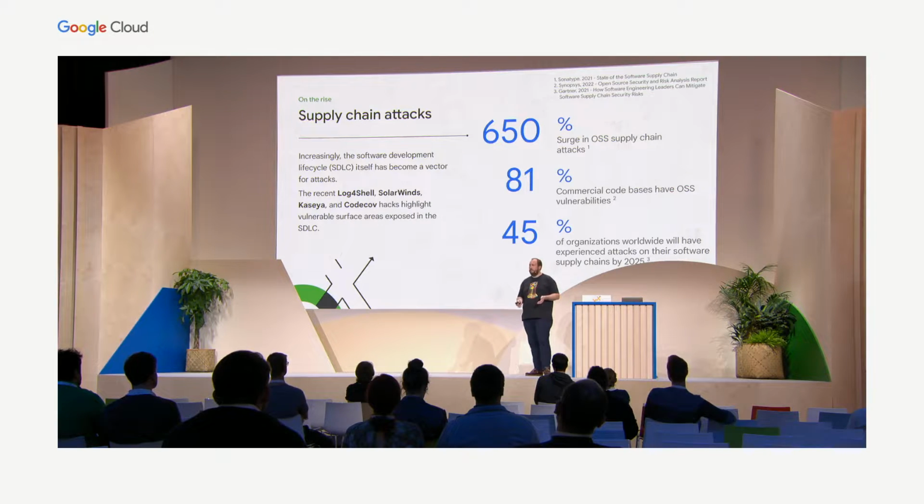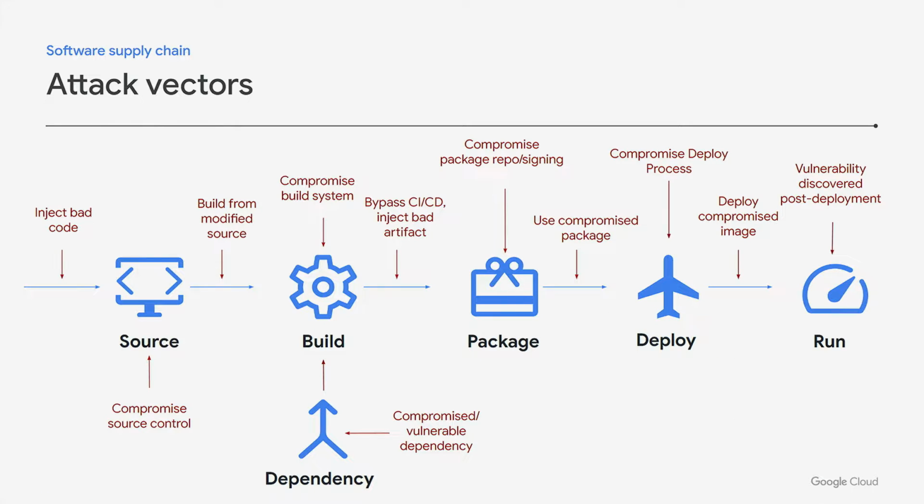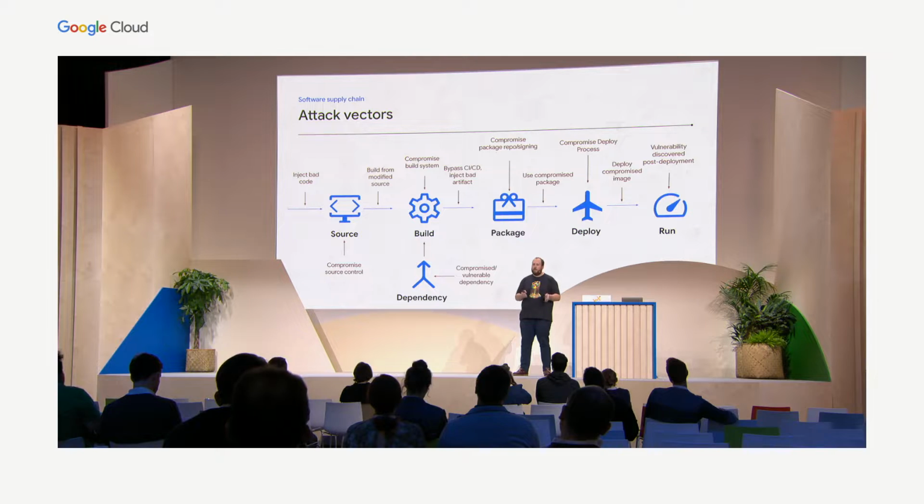This may leave you vulnerable. We are consuming software from a wide range of sources with unknown contributors, and we don't really have transparency into their processes. We are seeing a surge in attacks on this software supply chain. Sonatype has noted a 650% surge in supply chain attacks year on year. And Gartner is estimating that by 2025, almost half of the world's software organizations will have experienced software supply chain attacks. At Google Cloud, we are observing real-world attacks on a wide range of vectors in the software development lifecycle.